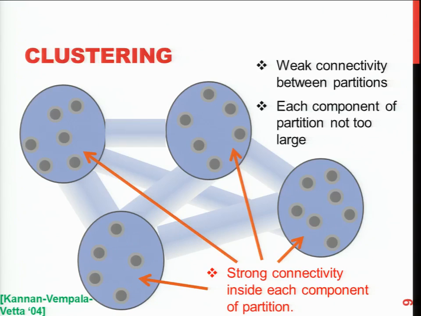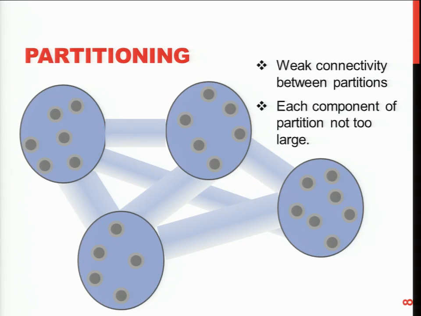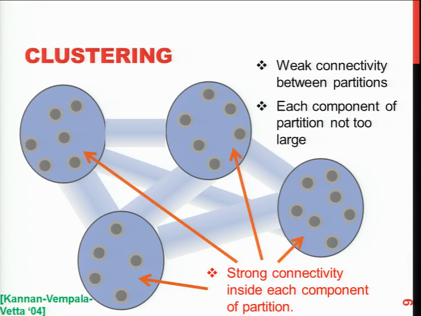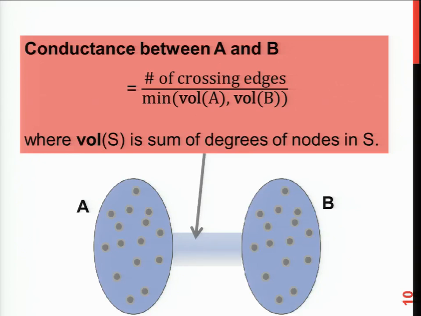Okay. So let's see how we can formally define this notion of weak connectivity. This is called the conductance of the cut. Suppose we have a cut into two pieces, A and B. The conductance of the cut is defined as the number of crossing edges. Here I am assuming that the edges don't have weight for simplicity, but if the edges had weight, you would basically say the weight of the crossing edges.